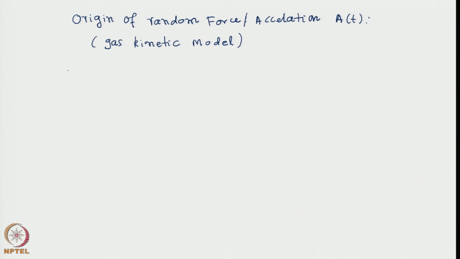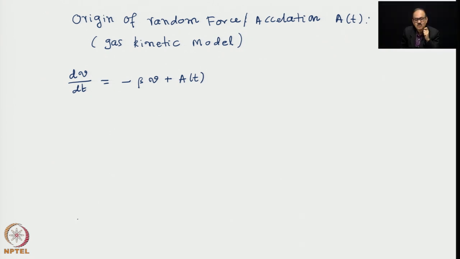The Langevin equation that we wrote down in this reduced form as dv by dt equal to minus beta v plus a random acceleration At raises a question. If you see the colloidal particle, it experiences essentially molecular collisions. Both the systematic part or the viscous drag part as well as the random fluctuations coming from At originate from collisions itself.